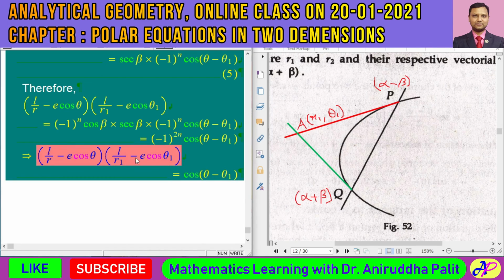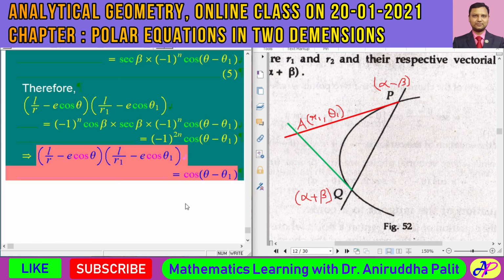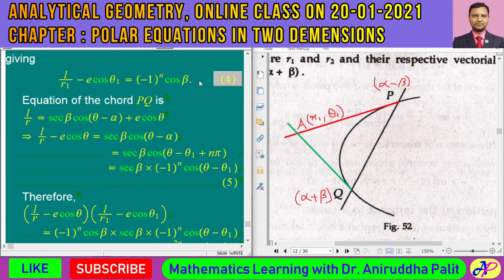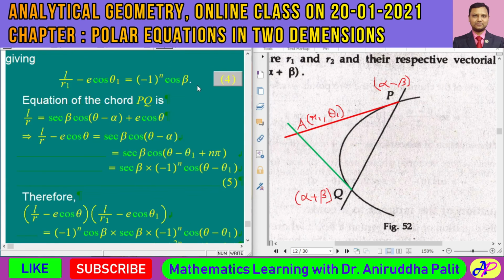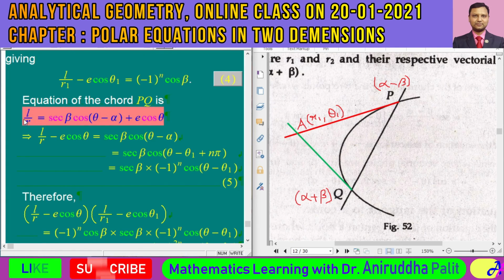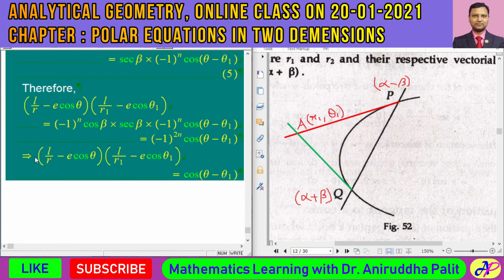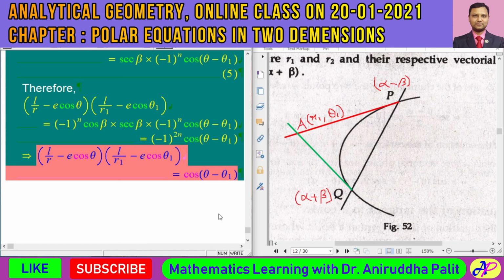Therefore, this is the final relation in between the chord. This is the relation that we obtain from the equation of the chord of contact PQ. This equation of the chord of contact has been written in a different form. So we can say that the equation of the chord of contact can be written in this way.